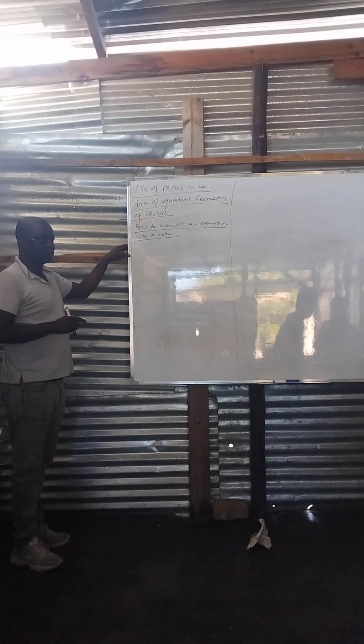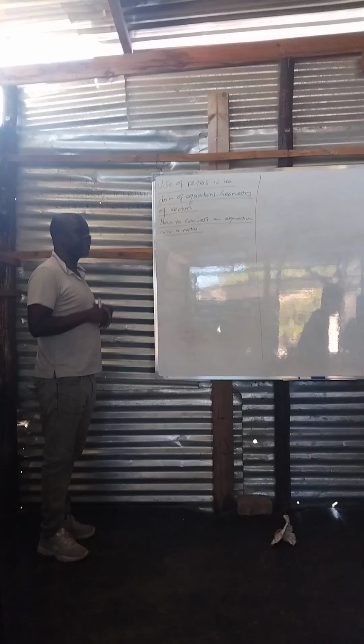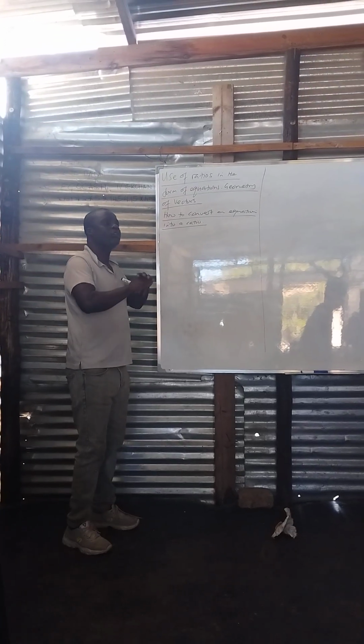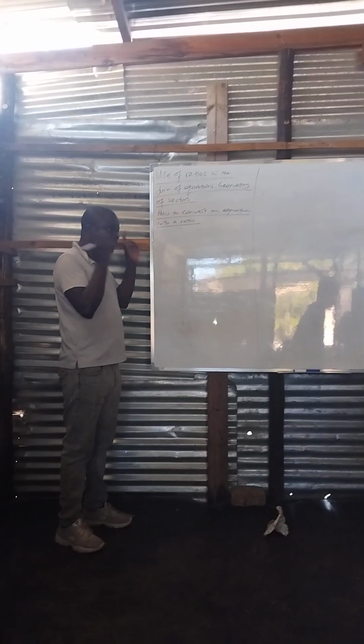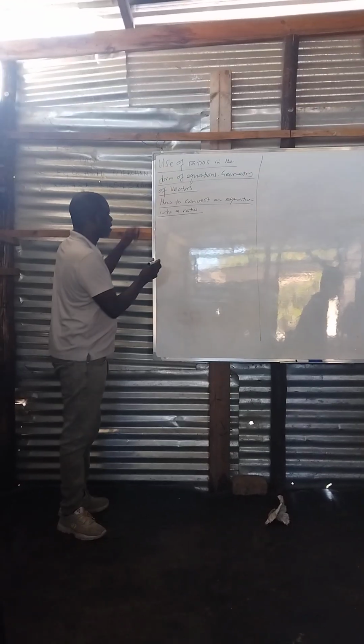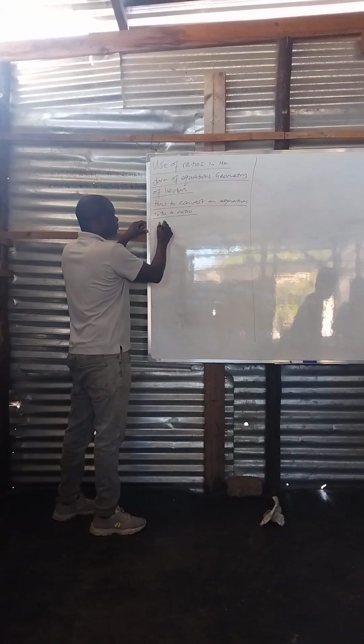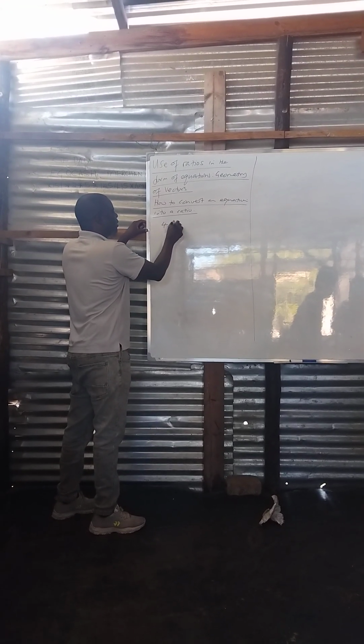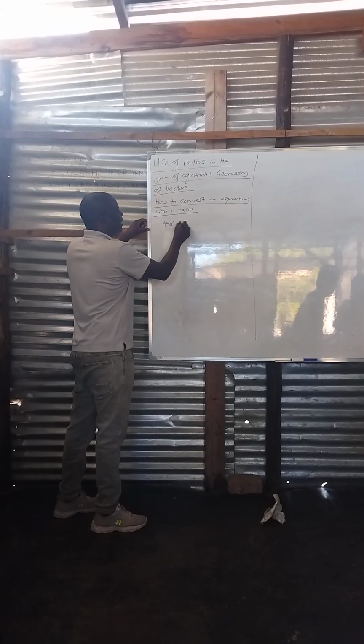Equation into a ratio. This is very difficult. Actually, it's not difficult, but it takes a lot of time. But you can do it within a blink of an eye. So, for example, 4D is equal to 3N.